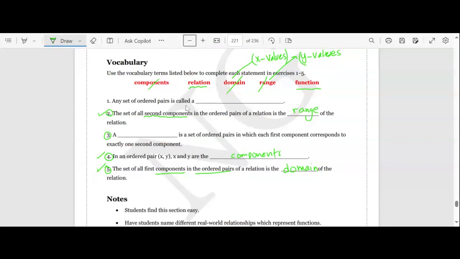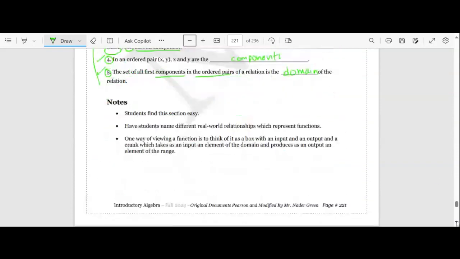Number 3, a function is a set of ordered pairs in which the first component corresponds to exactly one second component. And I will explain this to you in a few minutes. Number 1, any set of ordered pairs is called relation. Okay, so I solved the vocabulary with you. Is this clear? These are very important words.